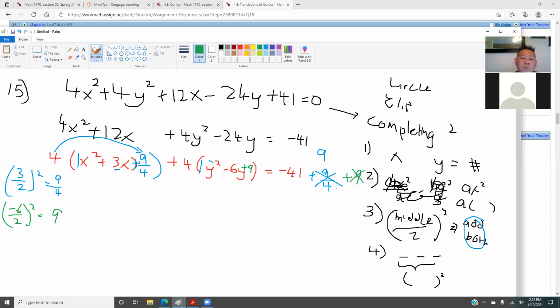So can someone tell me what do we need to add here to balance out this equation? Do 9 times 4 and then add it on the other side. Which is, what's 9 times 4? 36. 36, yep. So this is one of the common mistakes students make in my final test: they forget to distribute that 4 and add it over there.